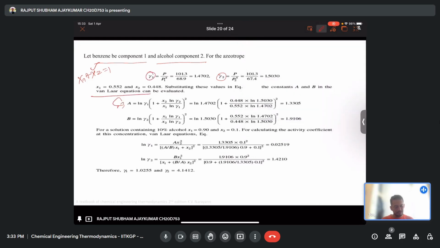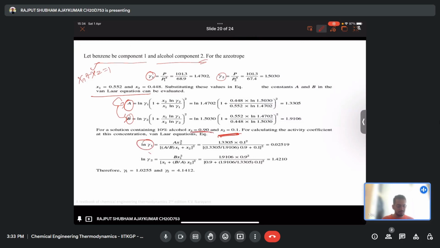So this is A, this is B. These are the Van Laar constants, and from these constants we will be able to identify the activity coefficients, because we have been told to find the activity in the solution containing 10% of the alcohol. Since we have taken alcohol, that is ethanol, as component 2, 10% means x2 will be 0.1, and the remaining x1 is 0.9, that is benzene.